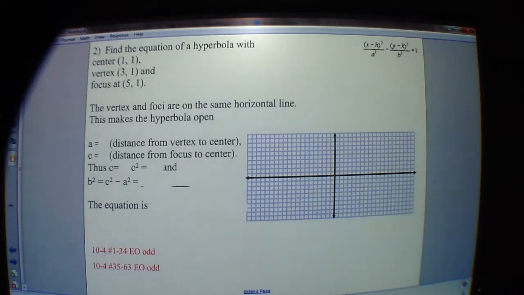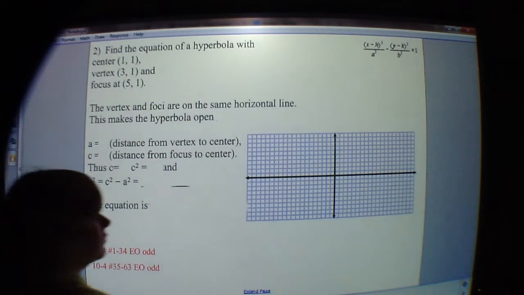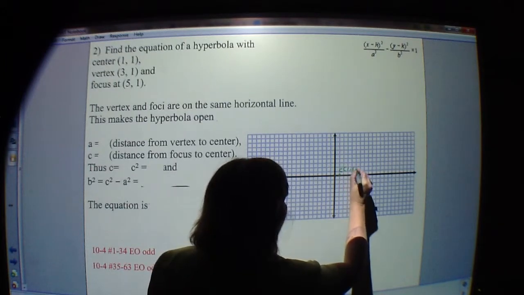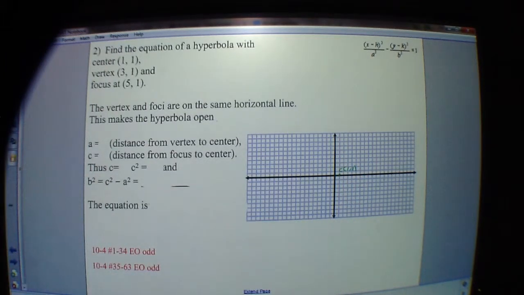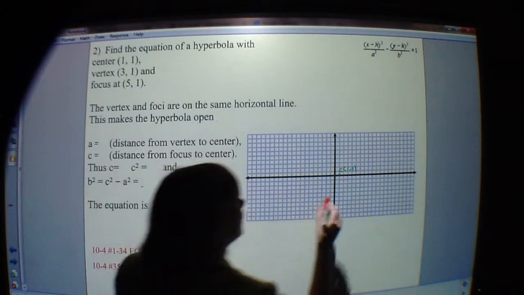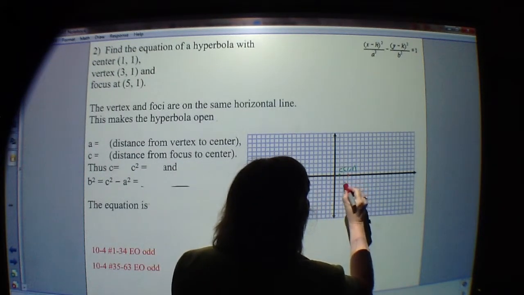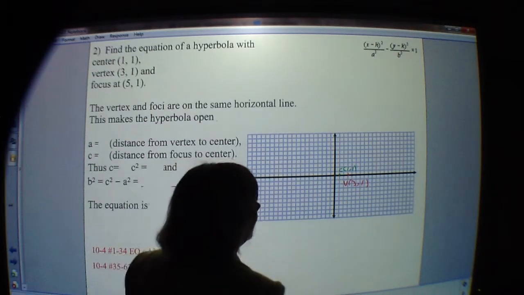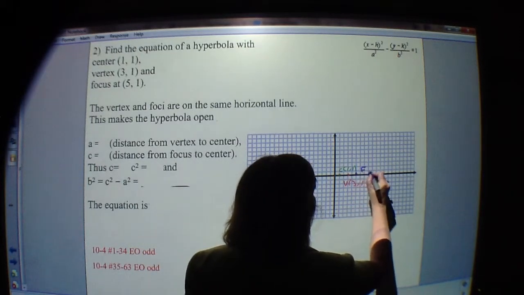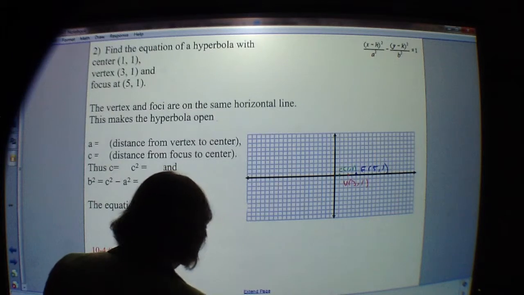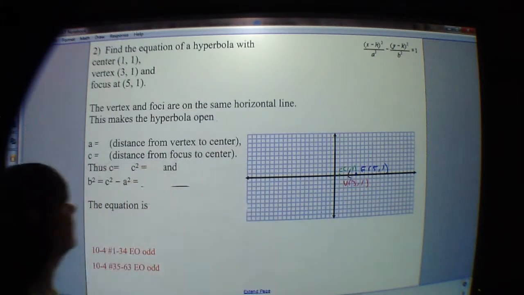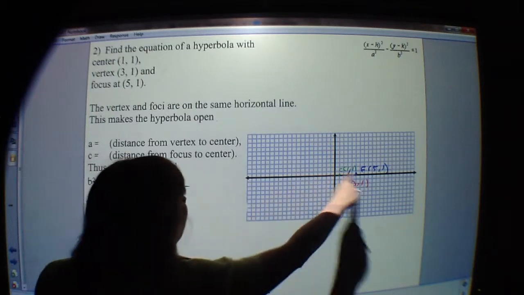Next one, find the equation of the hyperbola with a center of (1, 1). I have a vertex at (3, 1) and a focus at (5, 1). When you graph this, I hope you can tell that it will open right and left, all on the same horizontal line.